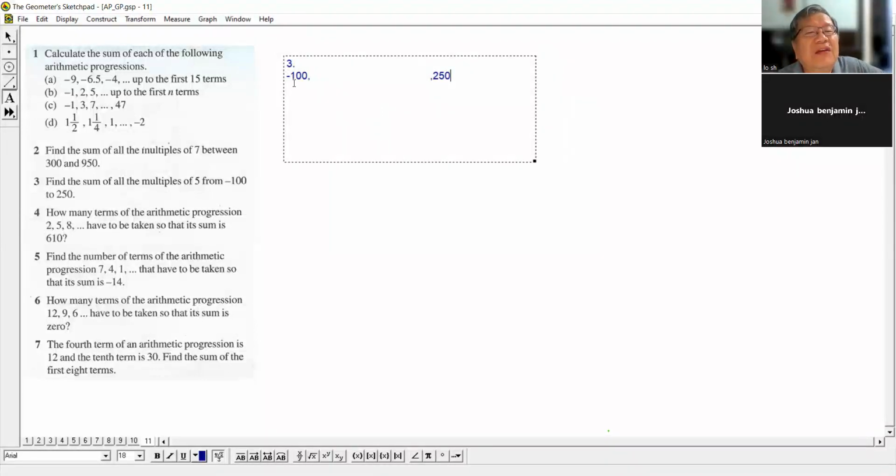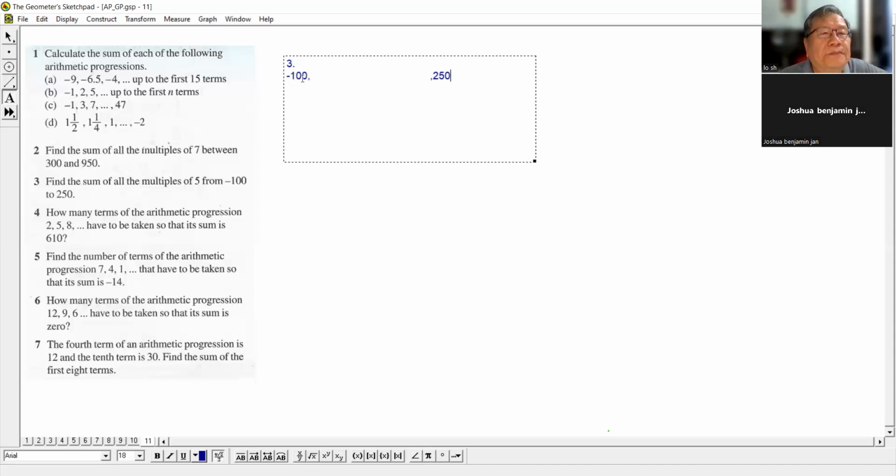So you take negative 100 divided by 5. Is it a whole number? Yes, it's a whole number. It's negative 20. So this is the first number that they want.